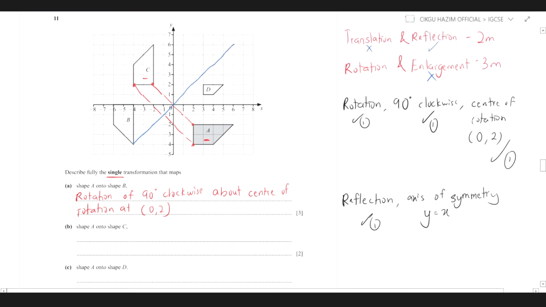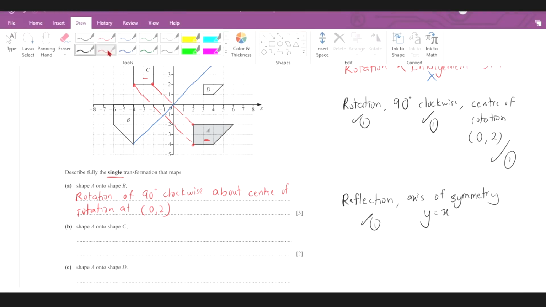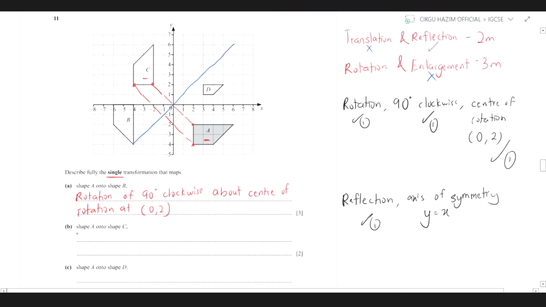Why is it y equal to x? If y equal to 0, x equal to 0. If y equal to 1, x equal to 1. If x equal to 2, y equal to 2, or something like that. So your information here, you need to say it is a reflection under the line of symmetry of y equal to x. It doesn't really matter if you have bad grammar here, but your information needs to be there for you to get 1 mark, which is 1 mark there and 1 mark there.